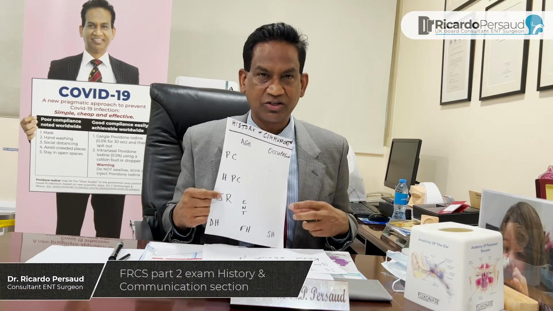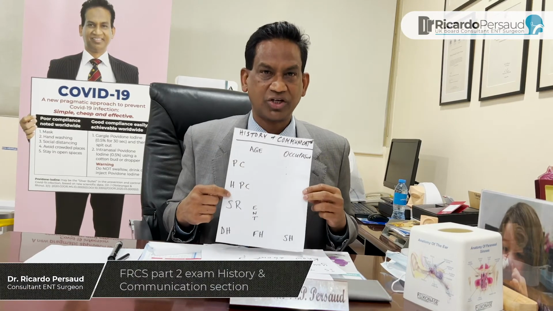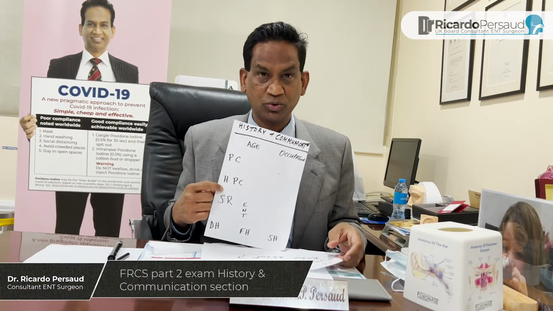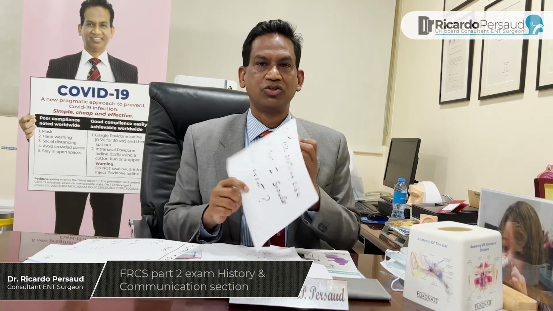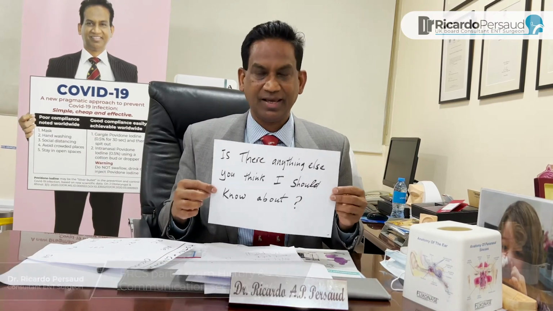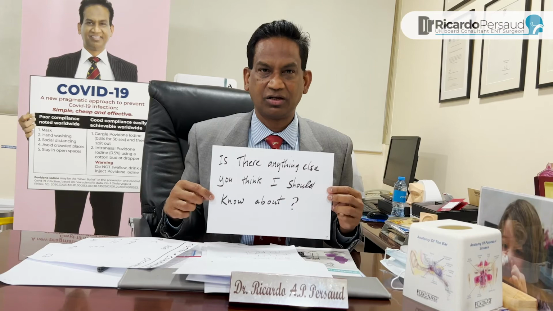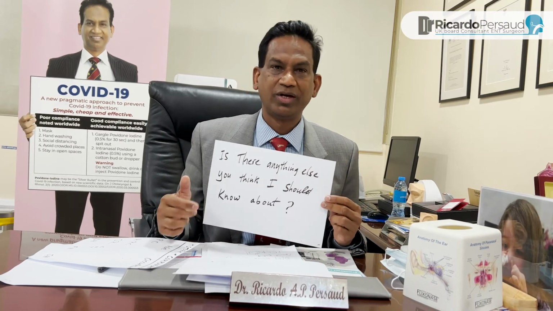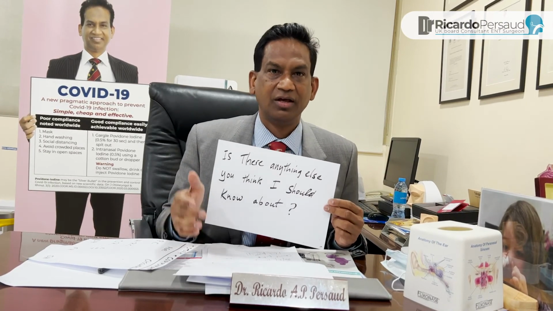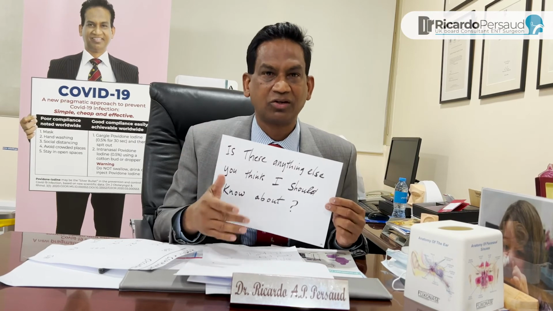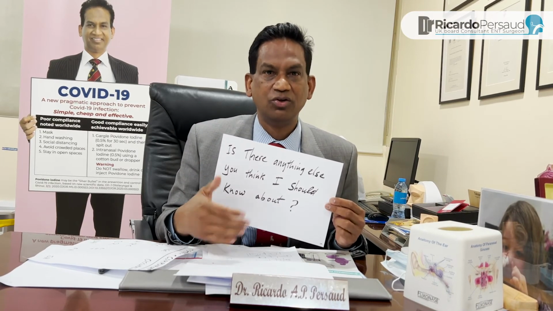Now, when you finish your history, there is one get out of jail card that you should use, and that is, you should always ask this question: is there anything else you think I should know about? In this way, if you miss anything in the history, the actor or actress must bring it up at this stage, and in this way, you've covered yourself.